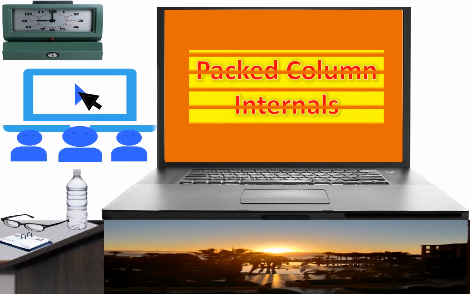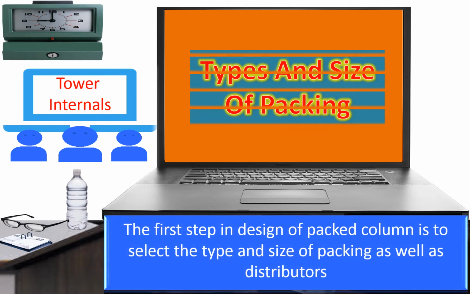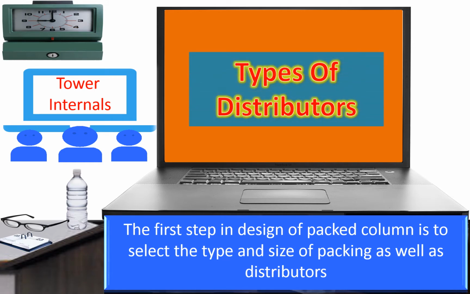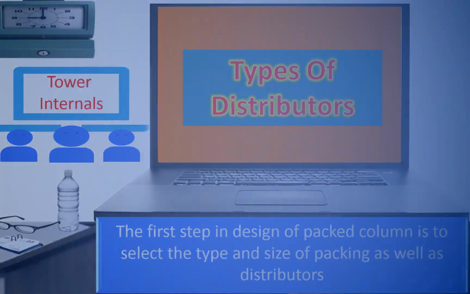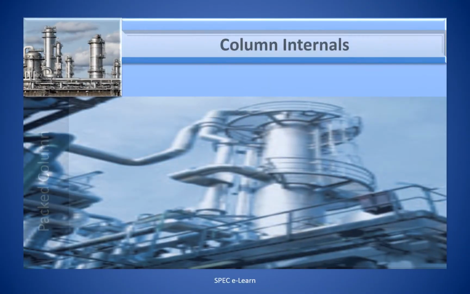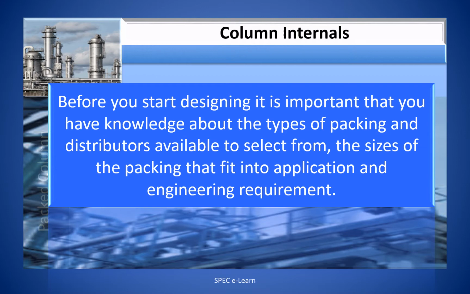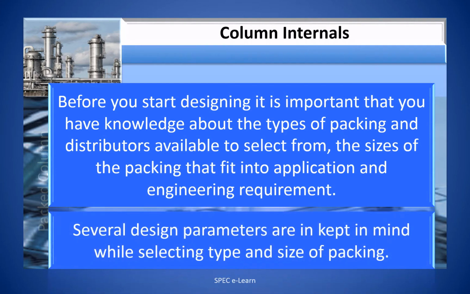Tower internals. The first step in the design of a packed column is to select the type and size of packing as well as the distributors. Before you start designing a packed column, it is important that you have knowledge about the types of packing and distributors available to select from, and the sizes of the packing that fit the application and engineering requirement. Several design parameters are kept in mind when selecting the type and size of packing and the type of distributors.